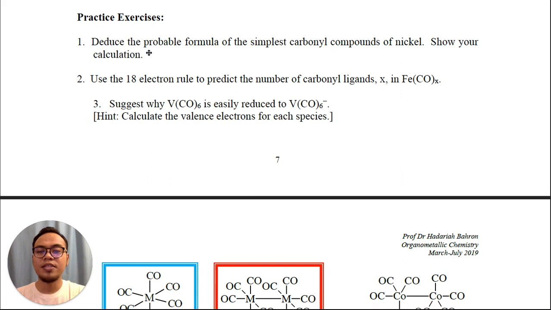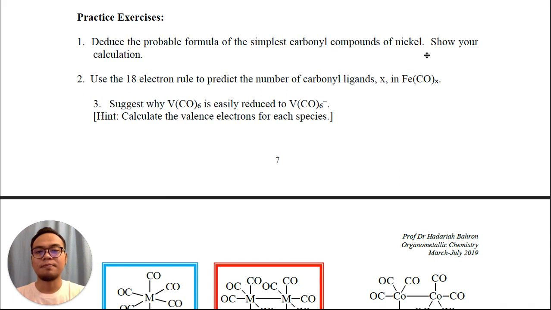The first one is to deduce the probable formula of the simplest carbonyl compounds of nickel. With or without the hint, this question was asking you to find the best number of ligands that could be attached to your nickel. So how do we know? It depends on the 18 electron rule. Based on that, we should know how many ligands we should have in any given metal complex.